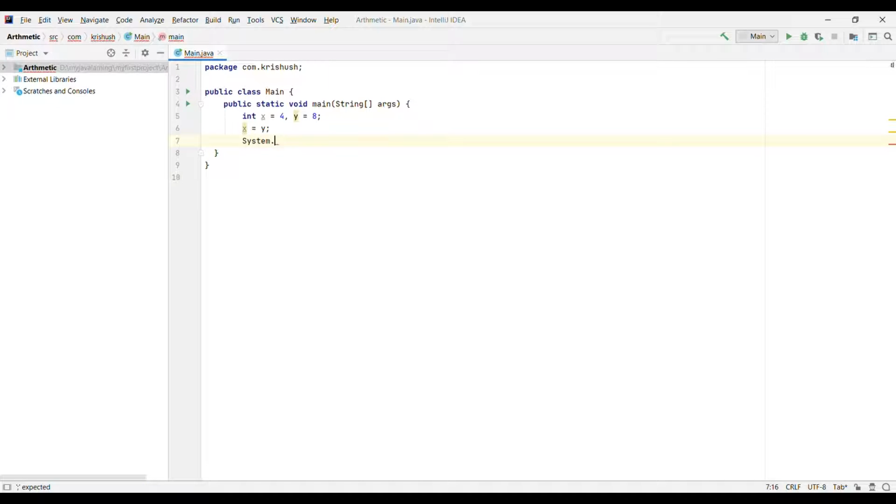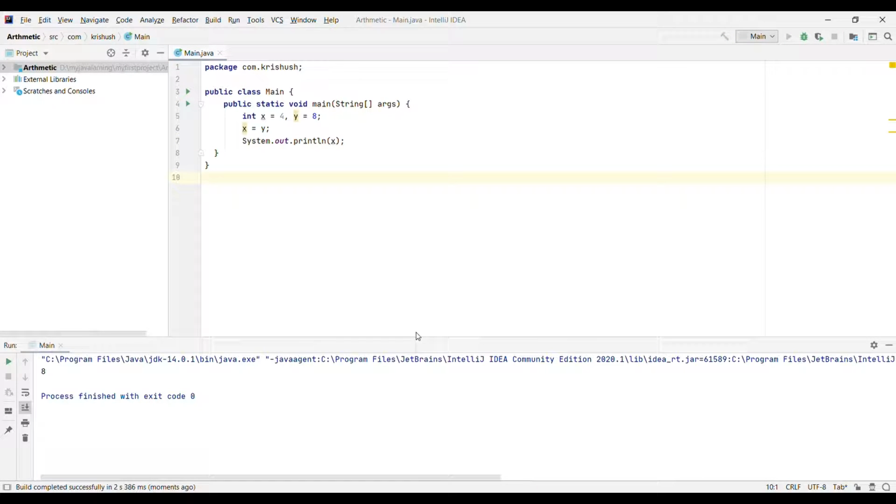This is something different, but I just want to show you something amazing. What do you think the output will be? Here x is equal to 4, and here we have printed x directly. As you can see, the output is 8, because we have written x is equals to y. It means on x we have put the value of y, which is 8.